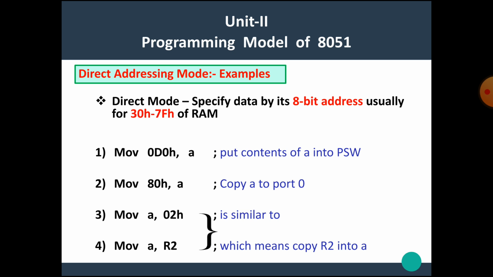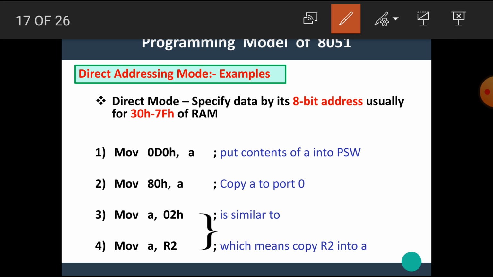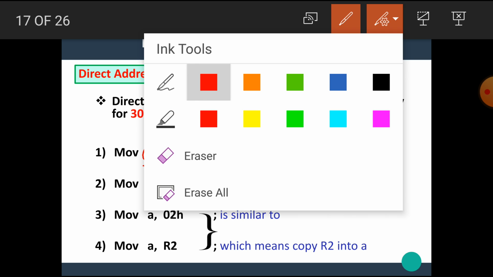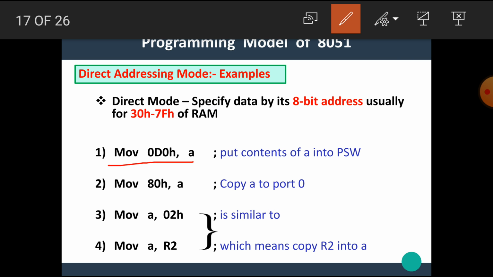Let's see another example here. MOV 0D0H, A. Here 0 is placed before the D alphabet because it is the syntax of assembly language programming: when we use an alphabet, then we must write 0 before using it. Okay. MOV 0D0H, A. That means put the contents of the accumulator into the PSW register. This is the address of the PSW register.